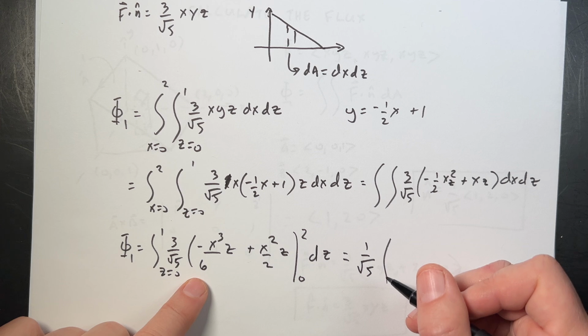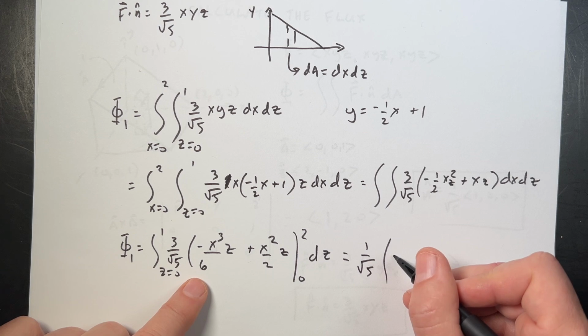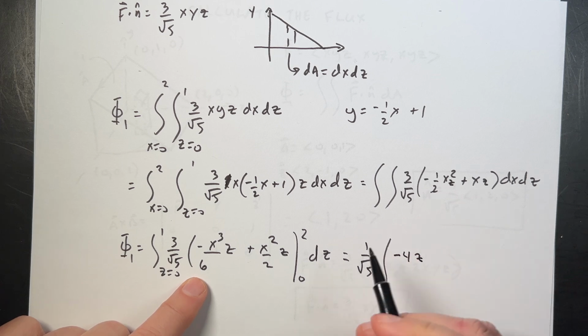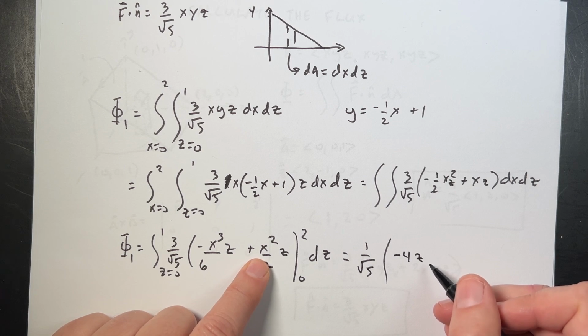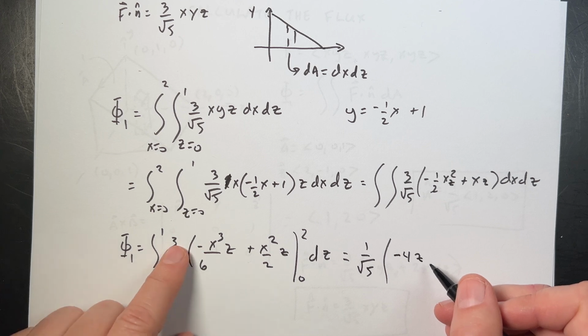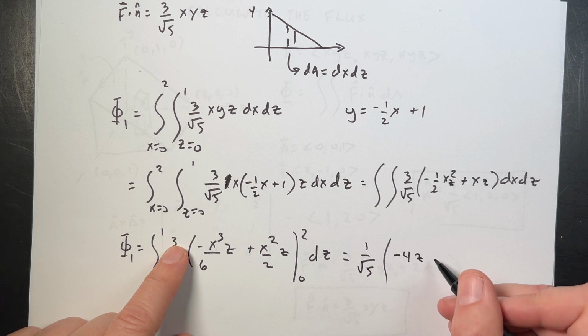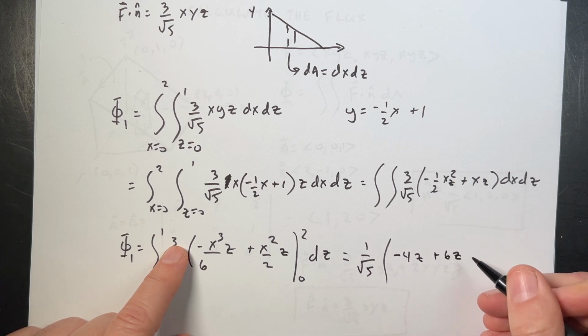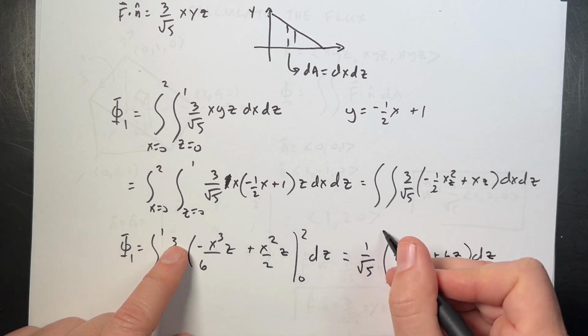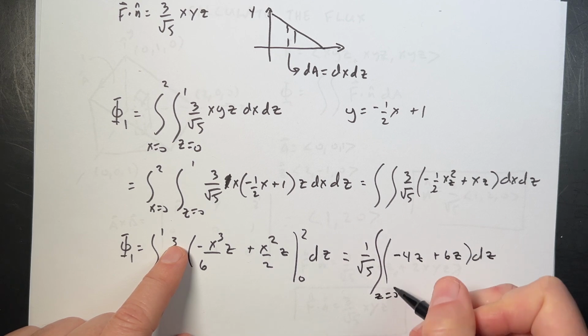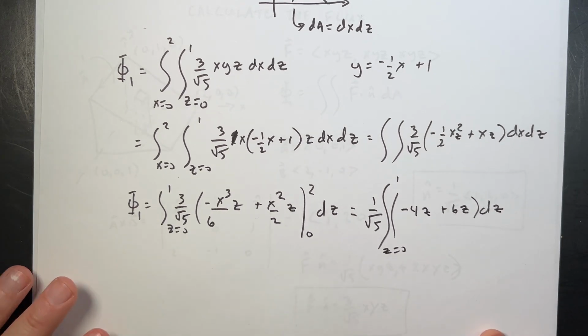I'm getting negative 8, yeah, negative 4z. And then I evaluated that at 0, which is going to be 0. And then right here, I get 4 over 2 times 3, which is going to be 6z. And this is still, I still have the integral, z equals 0 to 1. Okay, so now we got one more integral.